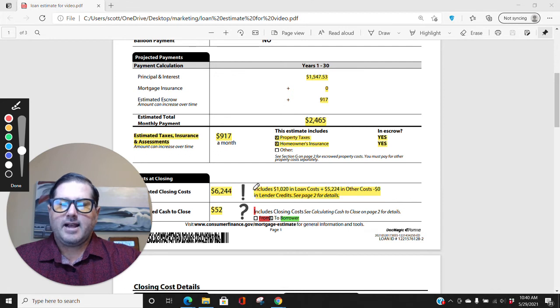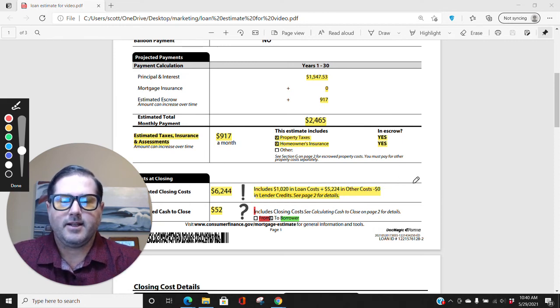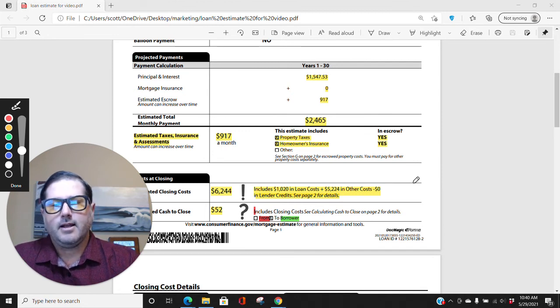So this, going back up one line to estimated closing costs right here. This is where things start getting a little bit tricky. It says it includes $1,020 in loan costs and $52.24 in other costs, and $0 in lender credits. This is a good summary, and it kind of foreshadows a really important concept on your loan estimate and how the loan estimate can build you wealth.